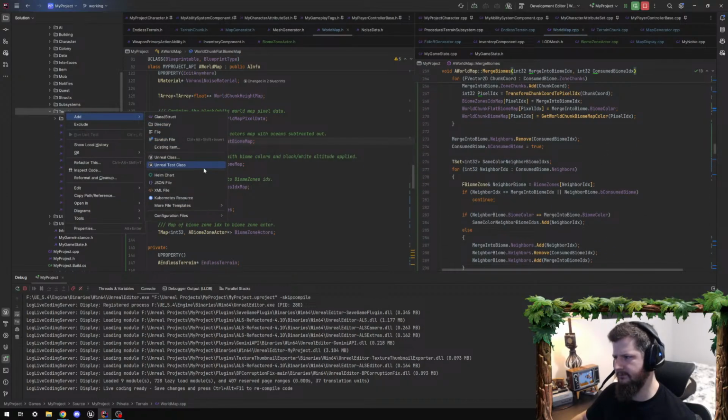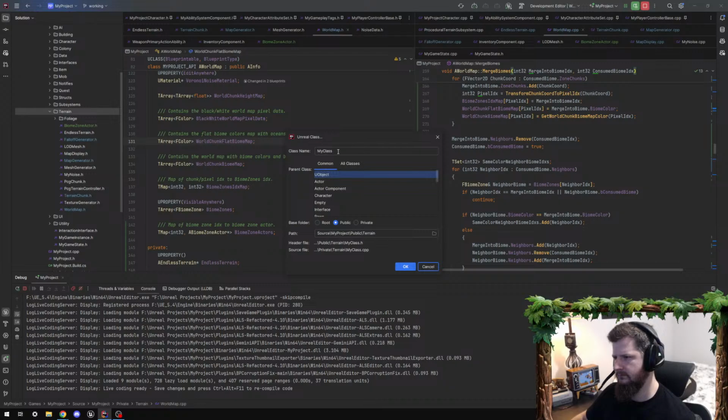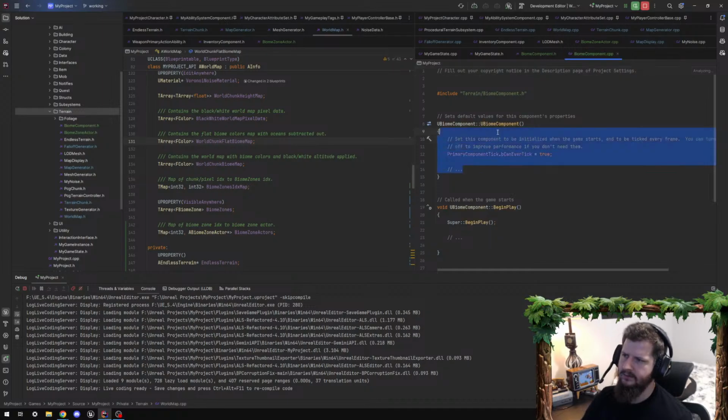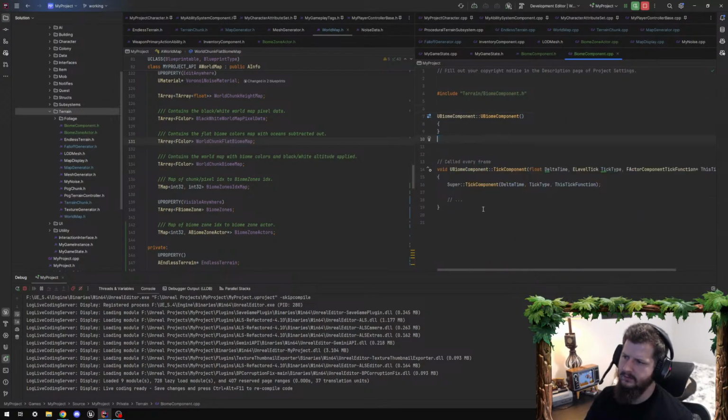Let's do it as a component. Biome component. Let's call it biome controller. Biome component, it's fine. It's an actor component. Yes, yes, yes, put that all in there, get rid of that, get rid of that, get rid of that.